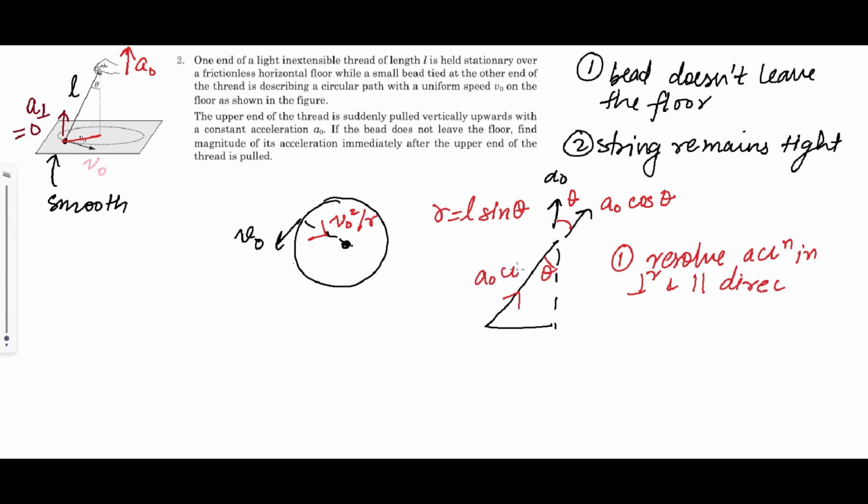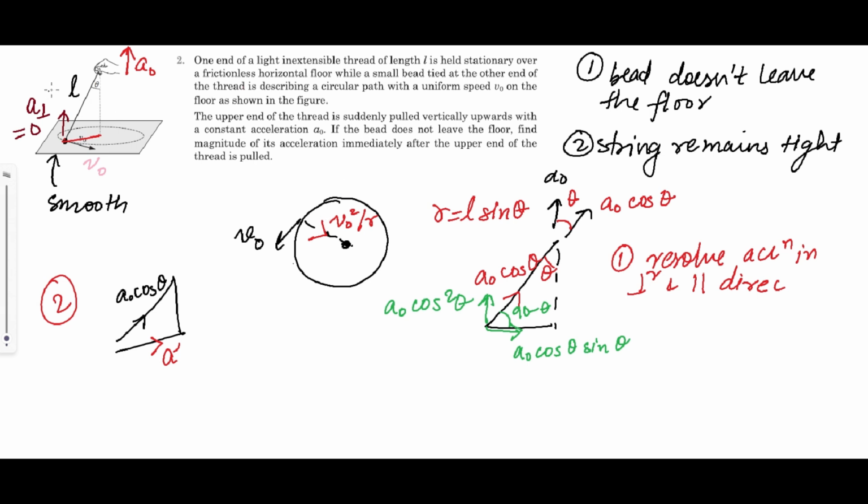This a naught cos theta, we can take its components across the horizontal and the vertical directions. This is theta, it must be 90 minus theta. So this would be a naught cos theta sine theta, and this would be a naught cos square theta. Or secondly, we can consider that this acceleration a naught cos theta is actually a component of another acceleration vector, let's just say a dash, across the radial direction. Which one of the two situations must be true?